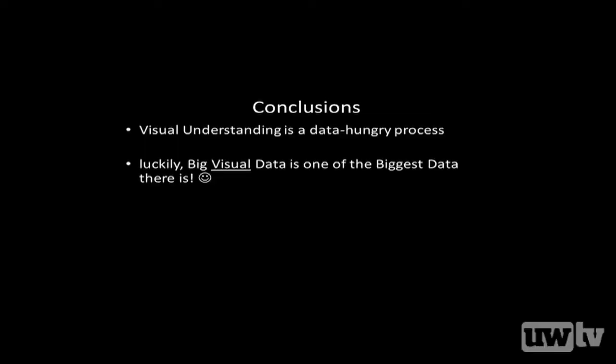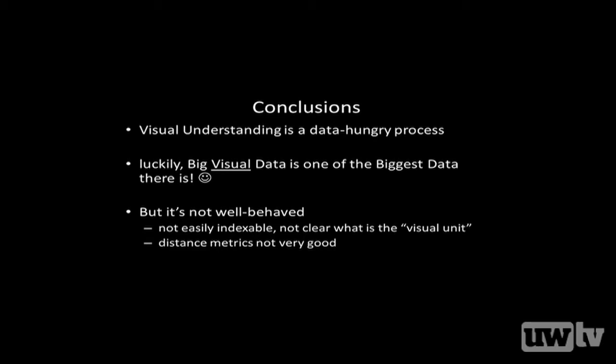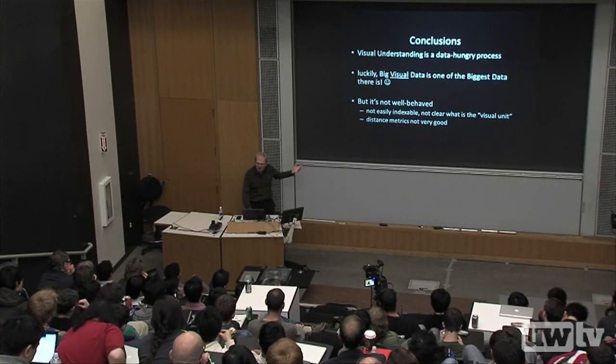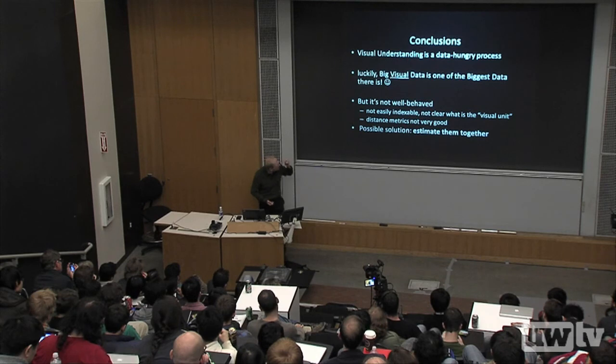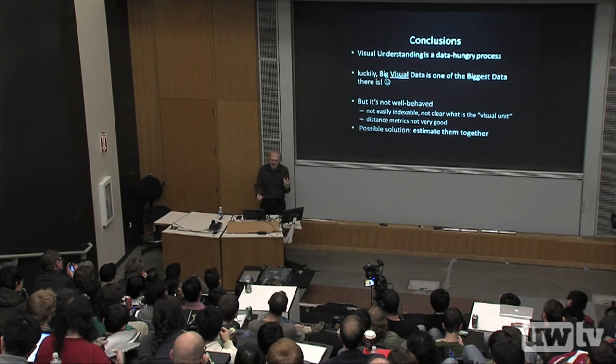And so in conclusion, visual understanding is a very data-hungry process. We need lots of data. Luckily, big visual data is probably one of the biggest data there is. The problem is it's not well behaved. It's not easily indexable. It's not clear what is the unit of visual that can be indexed. What's the unit, and the distance metrics are not very good. So in the work that I presented today, I'm basically trying to solve both of these problems together, finding the right visual word representation and the right metric at the same time. Okay? Thank you.